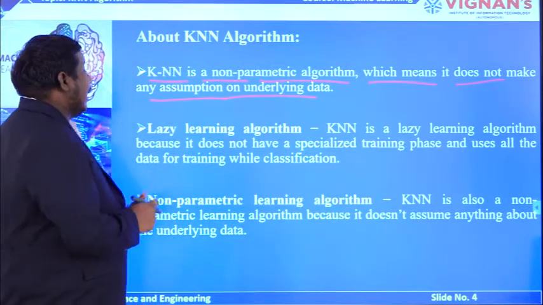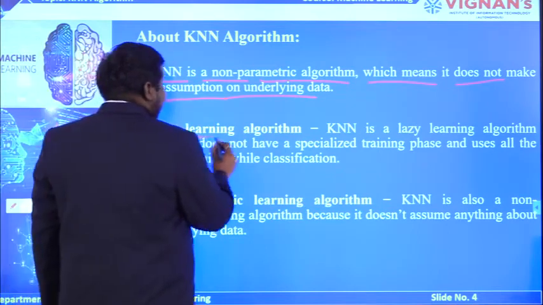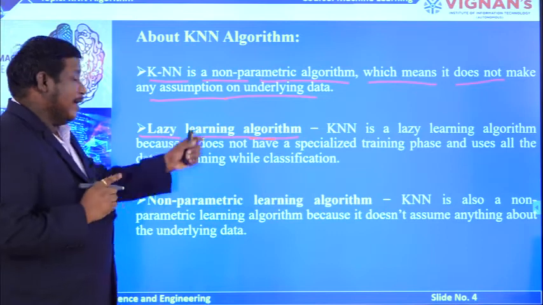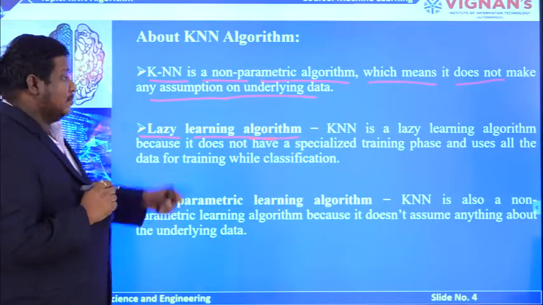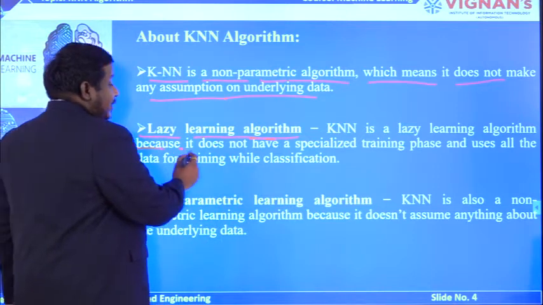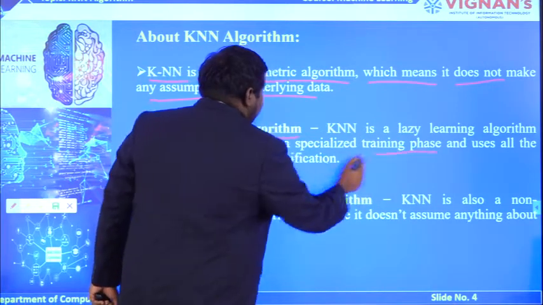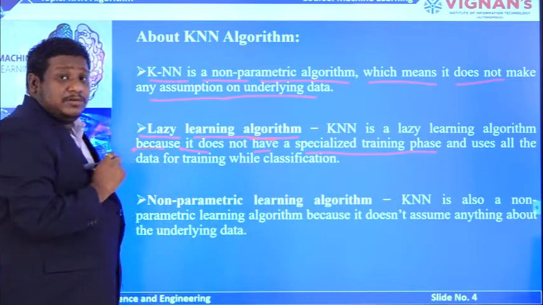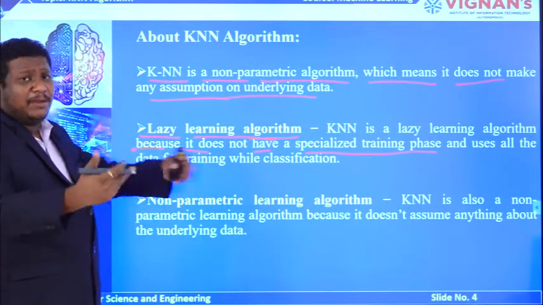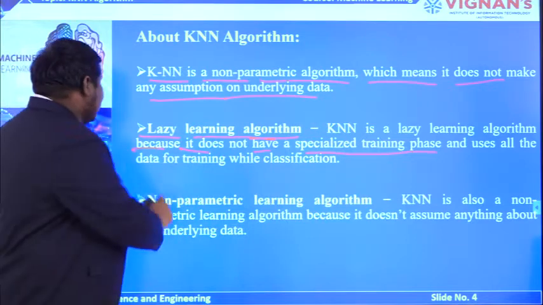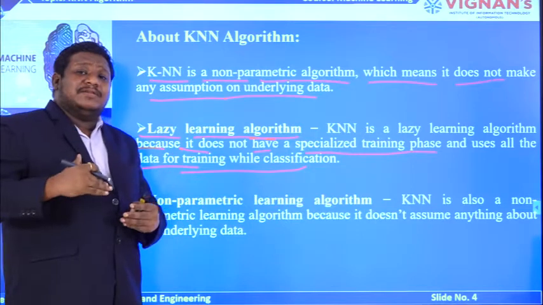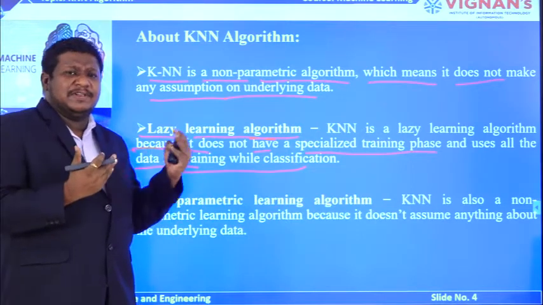See, KNN can be called a lazy learning algorithm. So why do we call it this? Because KNN is a lazy learning algorithm as it does not have a specialized training phase. A special training cannot be done for this KNN algorithm. A normal training can be done, and it uses all the data for training while classifying. So whatever data is available, the entire data will be used for the training phase.